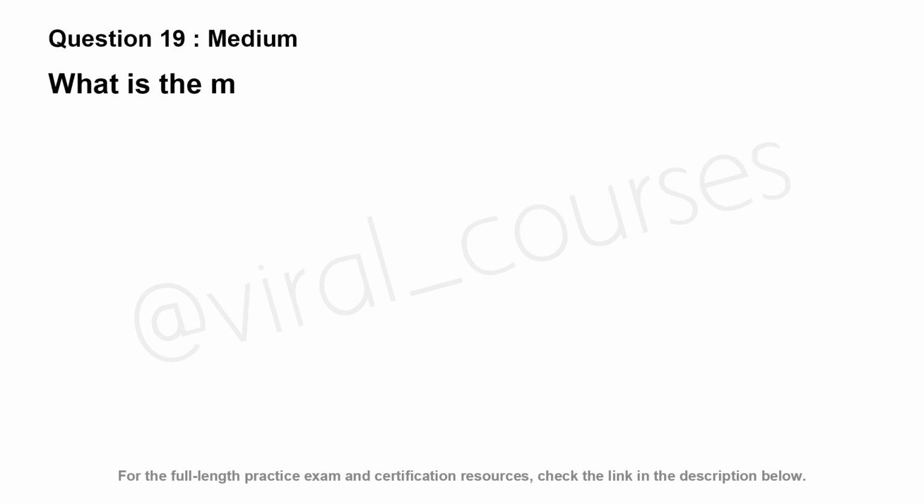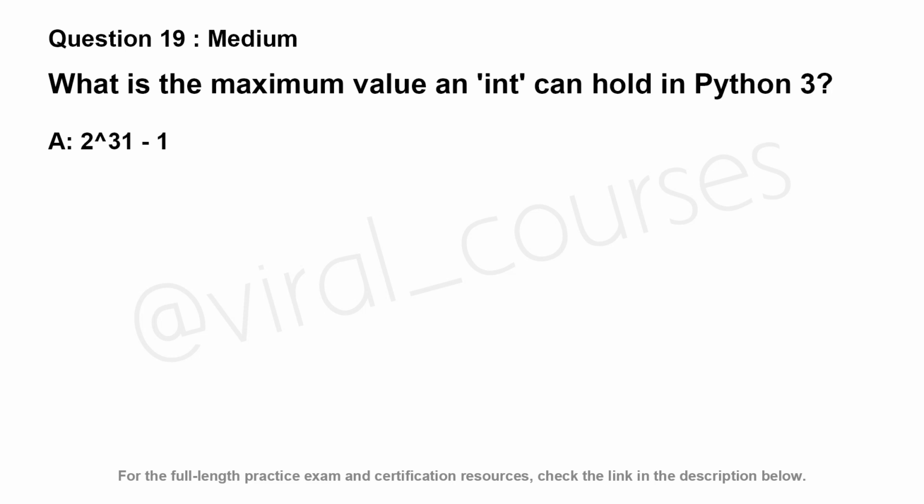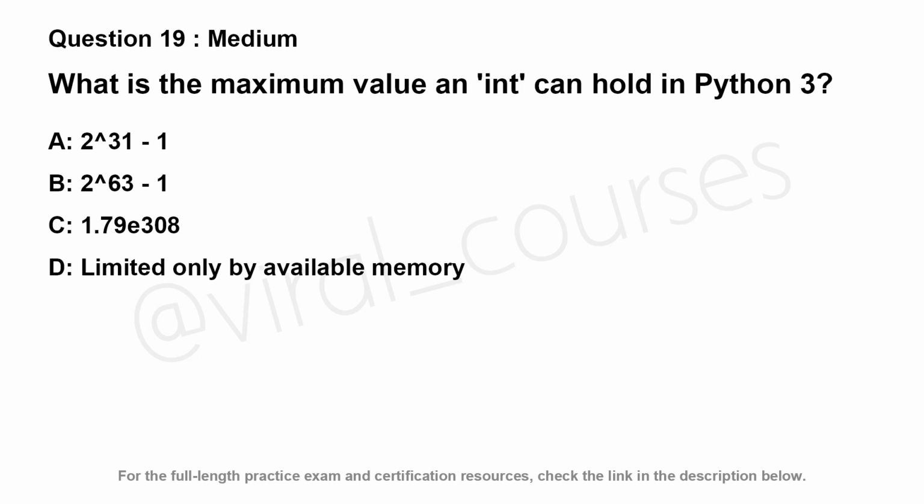What is the maximum value an int can hold in Python 3? Option A, 2^31 - 1. Option B, 2^63 - 1. Option C, 1.79 times 10 to the 308. Option D, limited only by available memory.